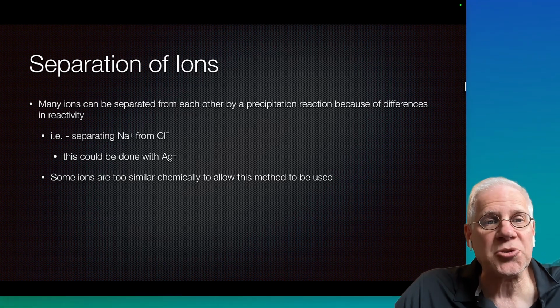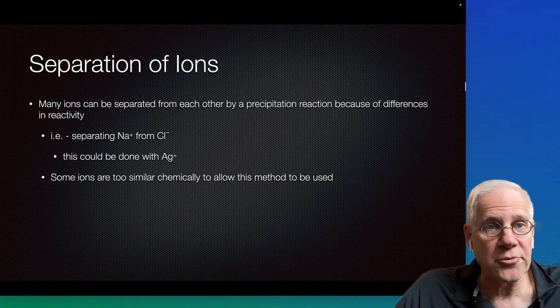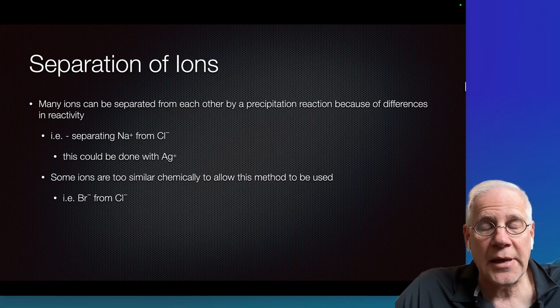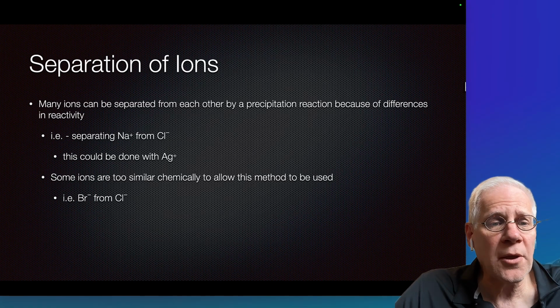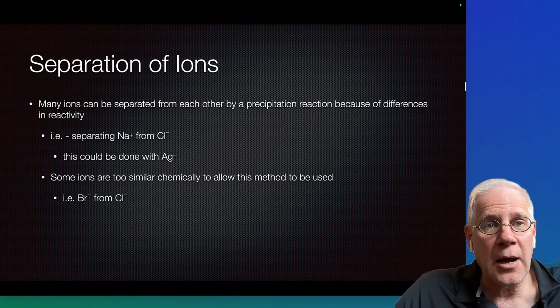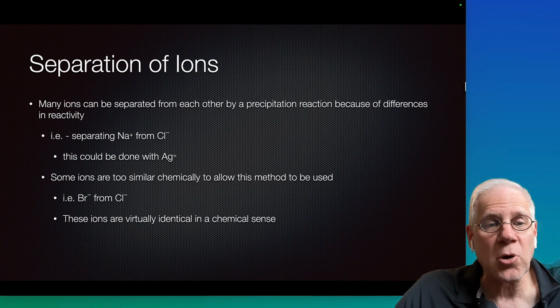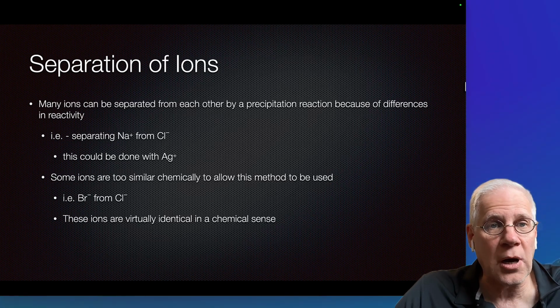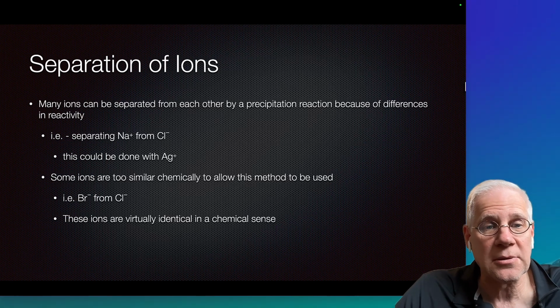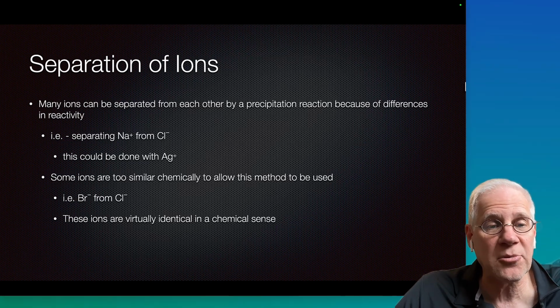However, sometimes you may have two ions that are too similar chemically in order to find something that'll precipitate one, but not the other. Let's say that we had a mixture of salts, and one was a bromide salt and one was a chloride salt, and they're both soluble in water. I want to try to separate bromide from chloride. This can really be difficult because chemically, these two ions are virtually identical. They react with pretty much the exact same things. They're in the same group in the periodic table, which means they share a very common chemistry.